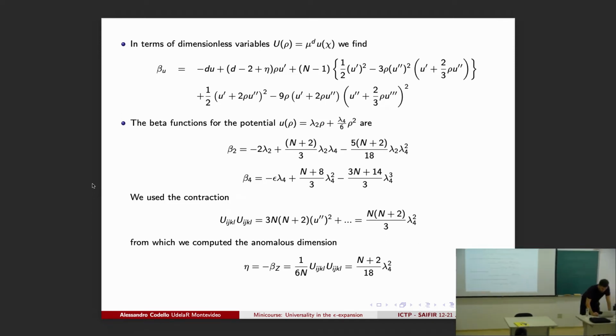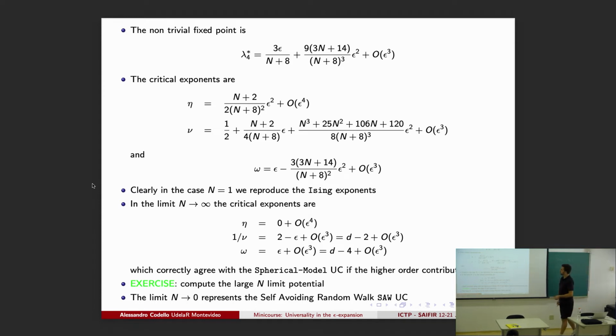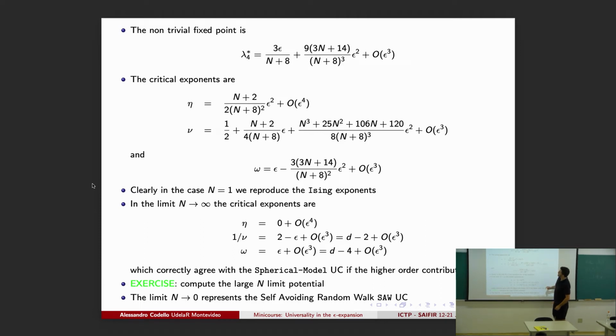And okay, then we go on, and at this point, this is still a theory with just one invariant. It's a theory with just one coupling, so it's as complicated as the one component. So the fixed point again is trivial to obtain. There is only one fixed point, and the fixed point is this expression here.